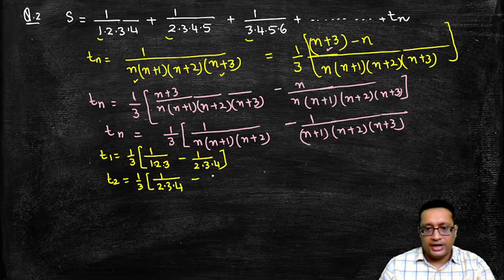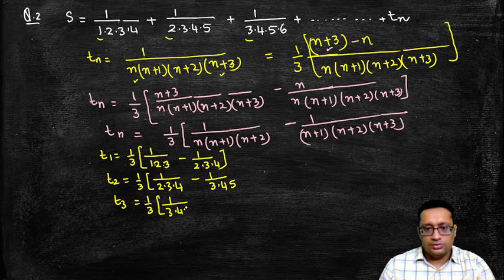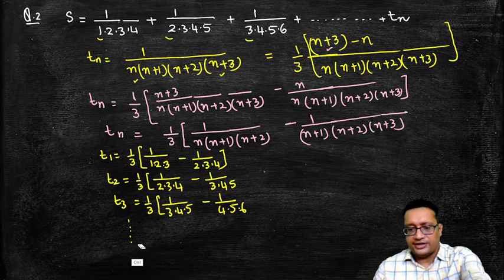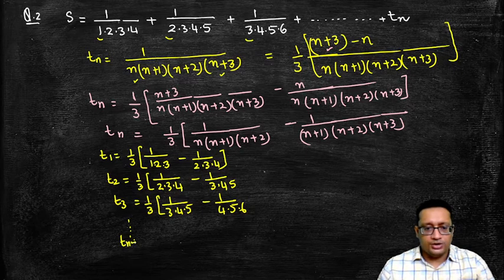2, 3, 4 minus 2, 3, 4, 5. T3 is 1 by 3, 1 upon 3, 4, 5 minus 1 upon 4, 5, 6, and so on. Let's place Tn minus 1 so that you can visualize how it gets cancelled again. Tn minus 1, I am placing 1 by 3 here.